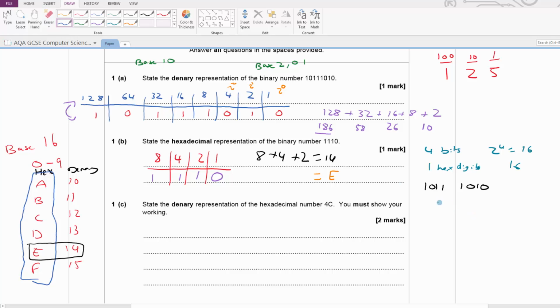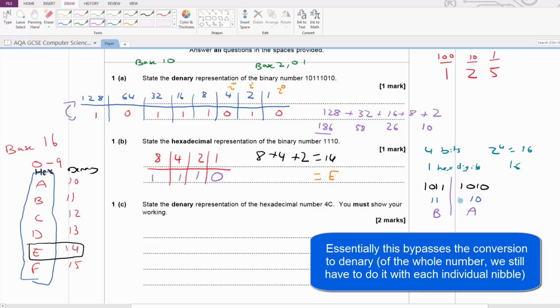So when you do it in your head, you've got to be a little bit careful. This is 10 in binary. That's more recognisable. And 11 in hex is B, and 10 in hex is A. So this number 186, as we worked out, is BA in hexadecimal, and this is the way you'd convert it quicker. So you could convert this to 186 and then convert 186 to hexadecimal. This is the quicker way to do it. You separate it into each nibble, into each set of 4 bits.